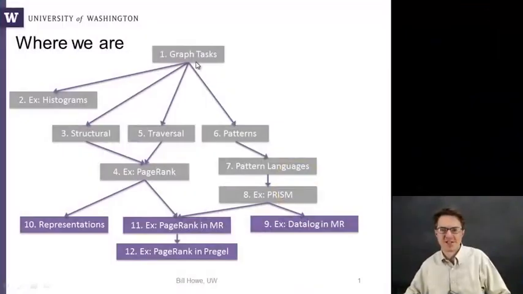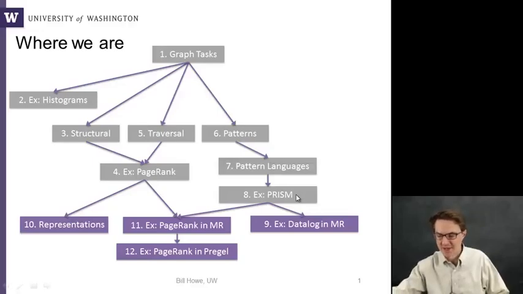So let's take a step back and see where we are. We talked about graph tasks in general, gave an example of constructing these histograms, talked about structural, traversal, and pattern tasks, gave PageRank as an example of both a structural and a traversal task, and then talked about pattern languages in SPARQL and SQL and Datalog, gave a few more detailed examples of Datalog motivated by what's been going on in the news in June 2013 related to the PRISM system.